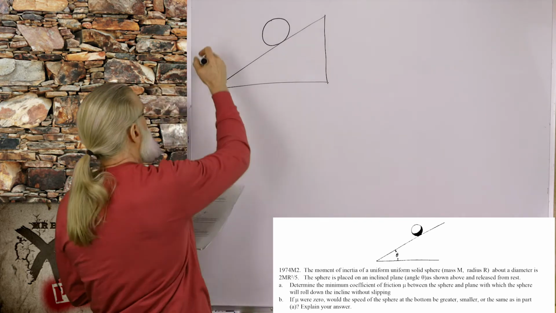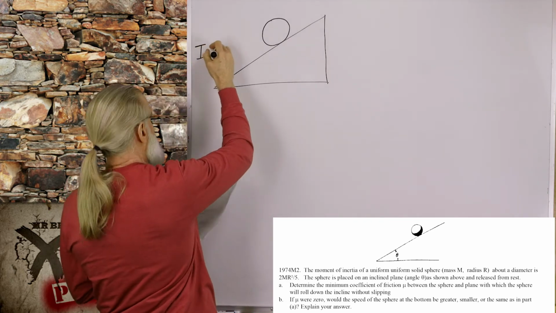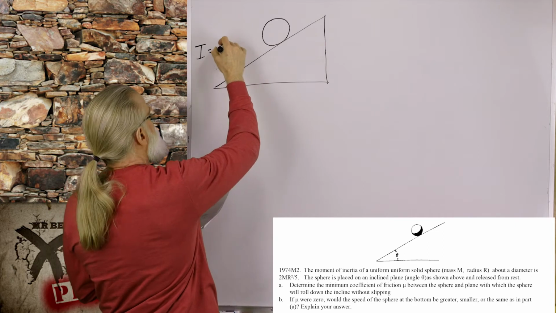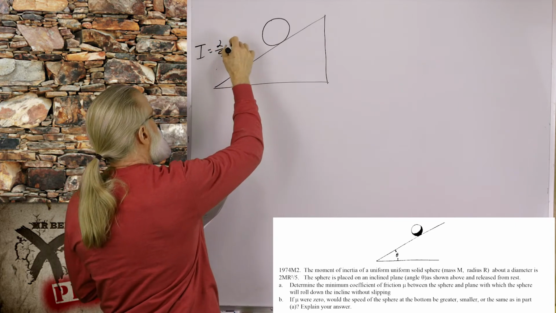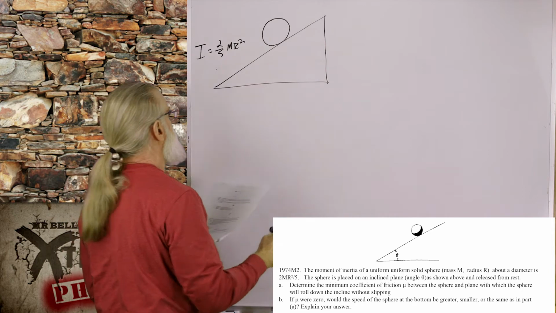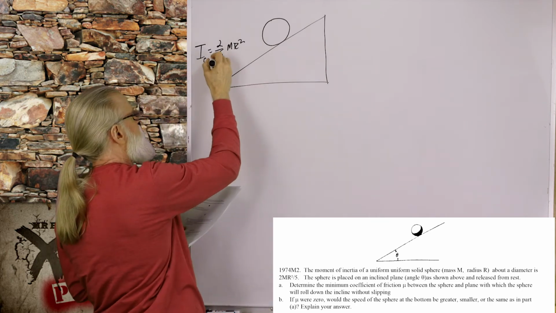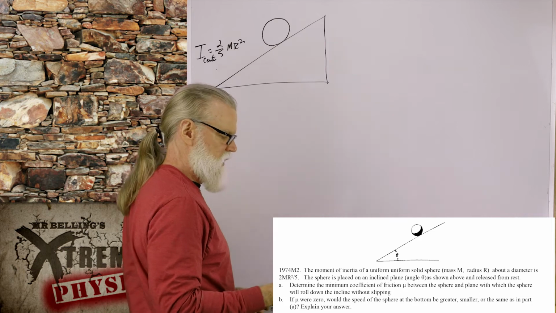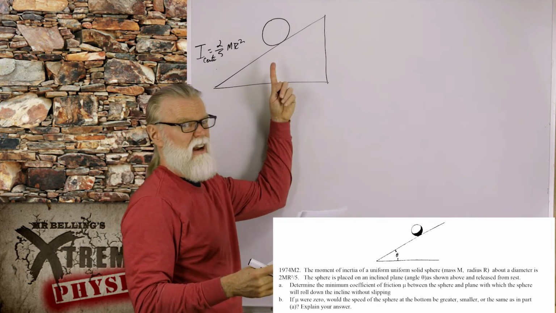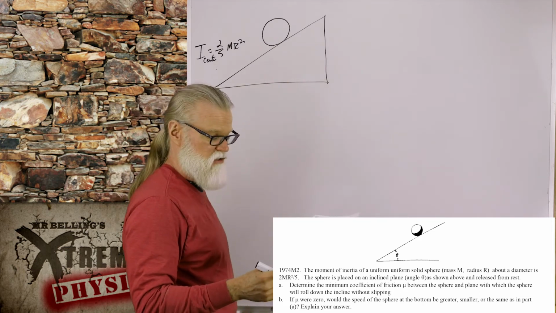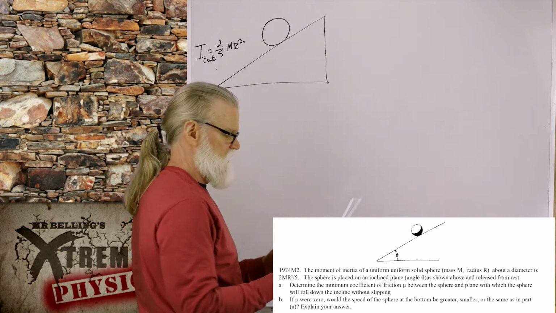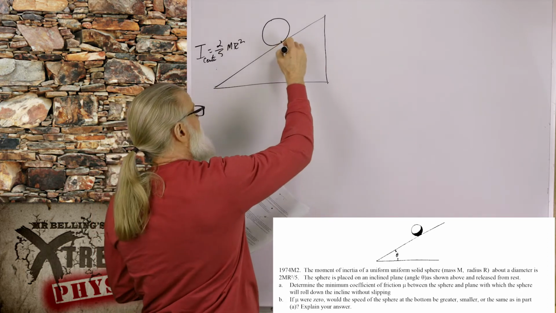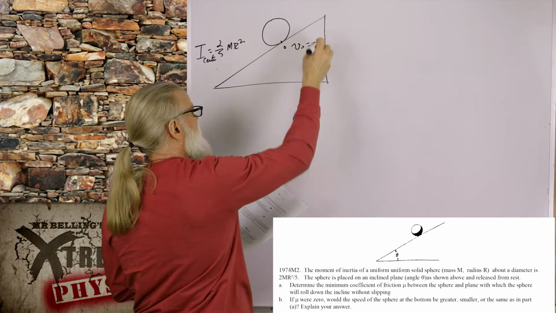Its moment of inertia is 2/5 mr squared. All right, so that's the moment of inertia about its center. The center of mass is placed on an incline. There we go, right there. I placed it right there, and as shown, released from rest. So I guess that's v0 equals 0.